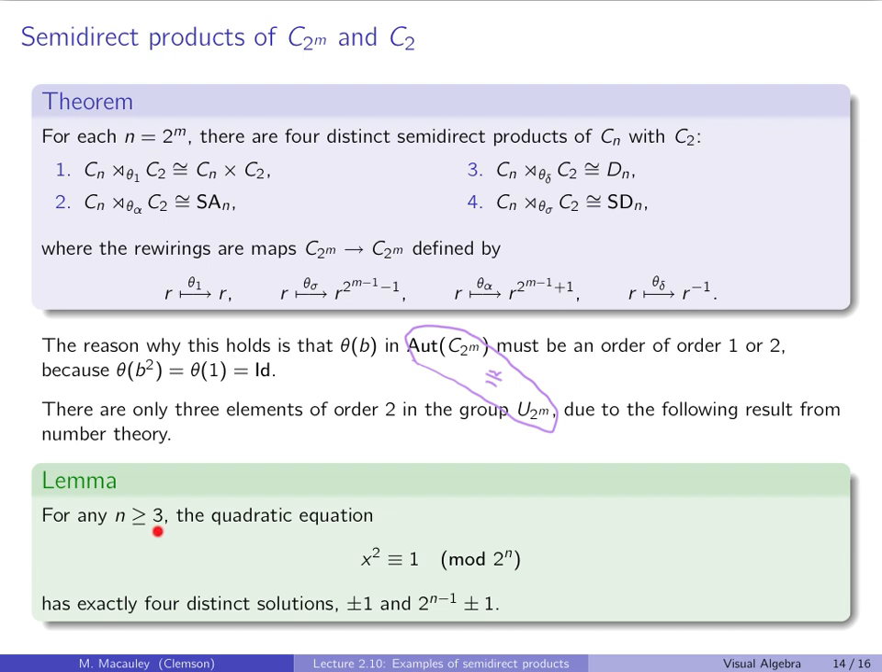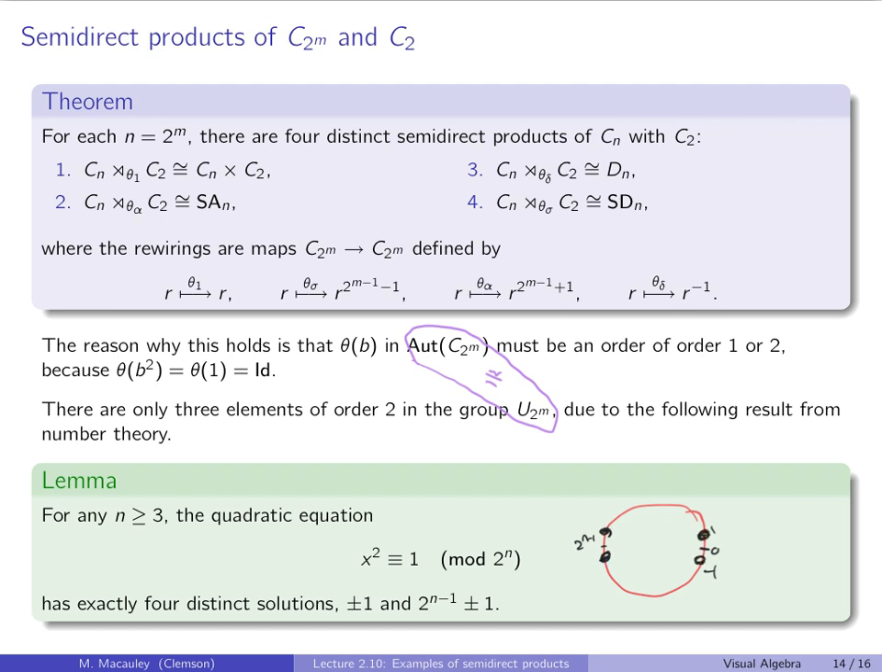And that is, for any n at least 3, the quadratic equation x squared is equivalent to 1 mod 2 to the n has exactly 4 distinct solutions: plus or minus 1, and 2 to the n minus 1, plus or minus 1. So if we think about that as a circle, if this is 0, here is 1, here is negative 1, here is 2 to the n minus 1, then our solutions are going to be here, here, here, and here.